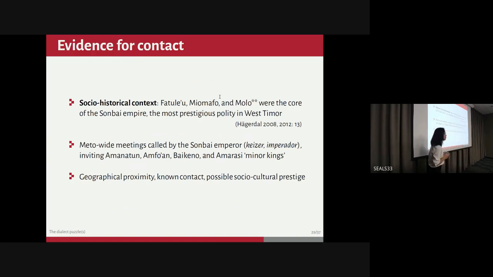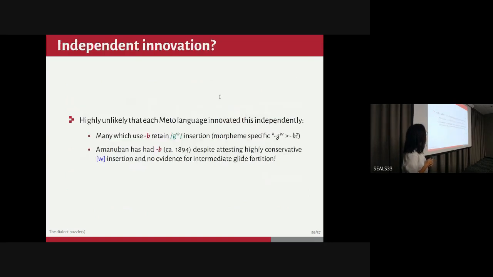And we also know that the Sonbai emperor was calling meetings where he summoned the other people to meet with him in a big council, essentially. So we know that there's geographical proximity. We know that these people were in contact because they were in meetings together. And we know that there's possible social cultural prestige because the Sonbai Empire was recognized on a different level. This is just talking about why it's highly unlikely that each dialect innovated it independently. I think it's quite obvious because they don't have b's.